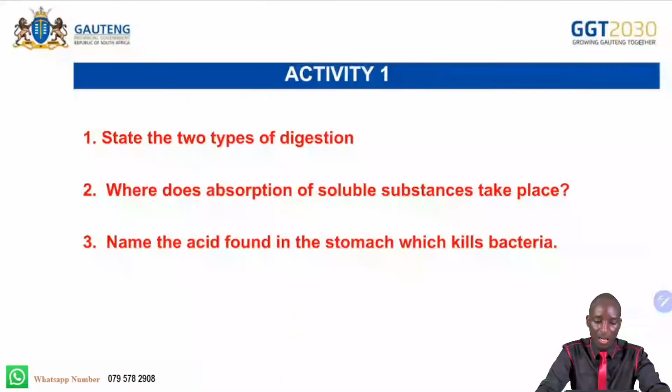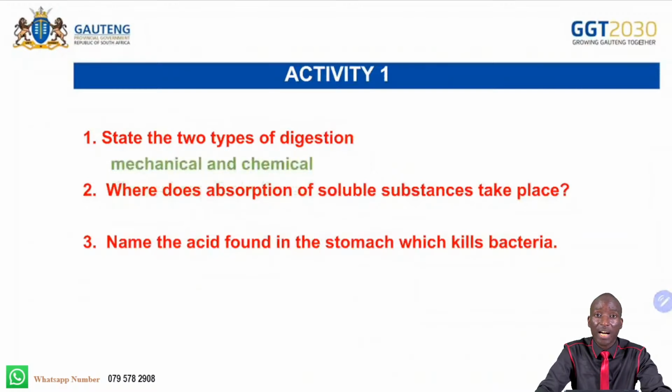Right, welcome back. Let's look at the activity and go through the answers that we need to have written. Number one, it says state the two types of digestion. The two types of digestion are mechanical and chemical digestion.